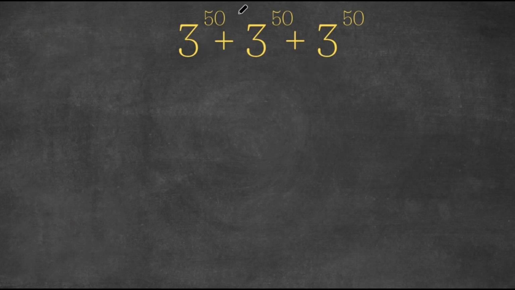So we have 3 to the power of 50 plus 3 to the power of 50 plus 3 to the power of 50. So because all the terms are the same in this expression, I'm actually going to factor out 3 to the power of 50.